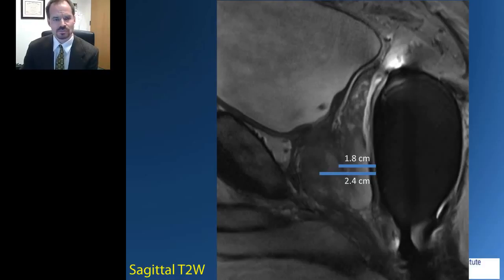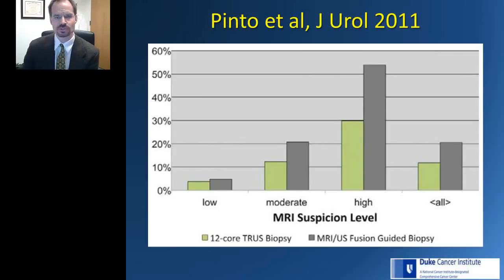Now again, the other option is that you can come from this direction here and place your needles like this. This is what's called transperineal, and we would typically take anywhere from 50 to 80 needle biopsies under the scrotum in this dimension, trying to find these anterior tumors.